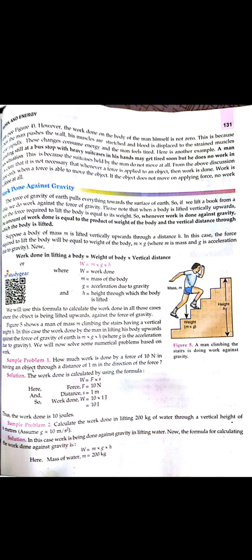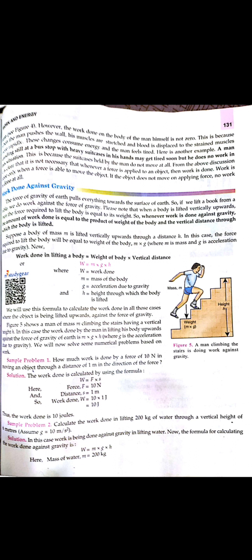So see sample problem number 1: how much work is done by a force of 10 Newton? It means how much work is said to be done if the force applied on the body is 10 Newton and the body moves a distance of 1 meter in the direction of the force. What does that mean, in the direction of the force? If you want to open the door, you pull it, so the door comes towards you, that means the force is in that direction, and the displacement of the door is also in that same direction.